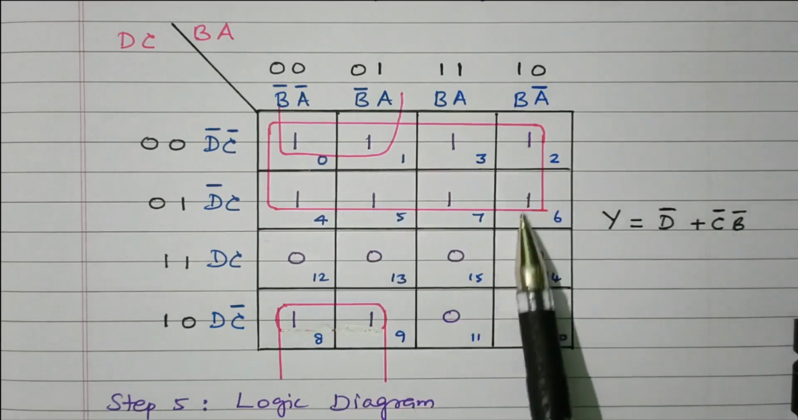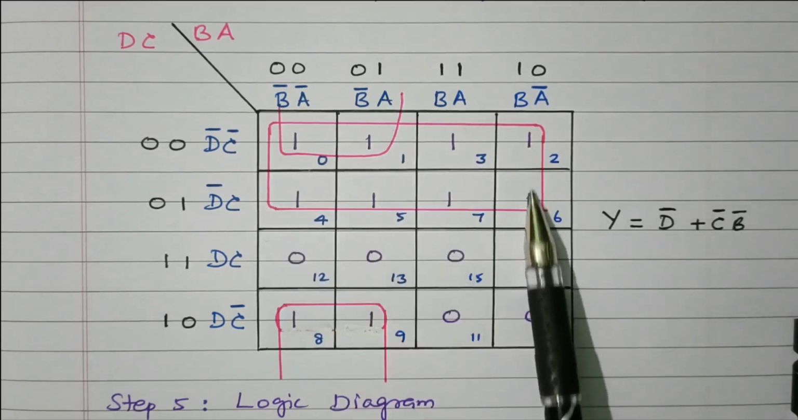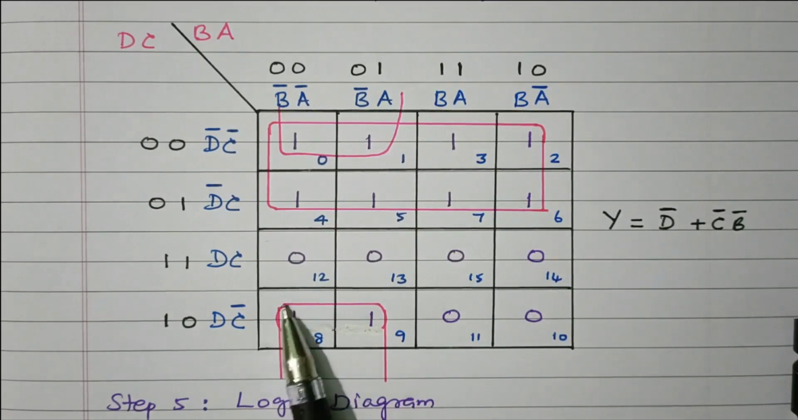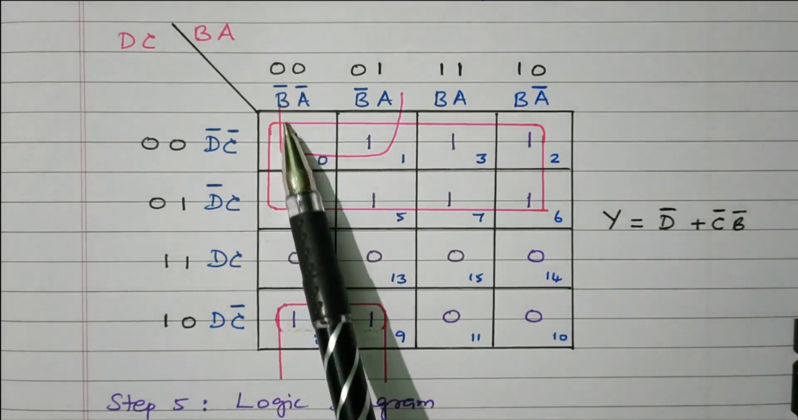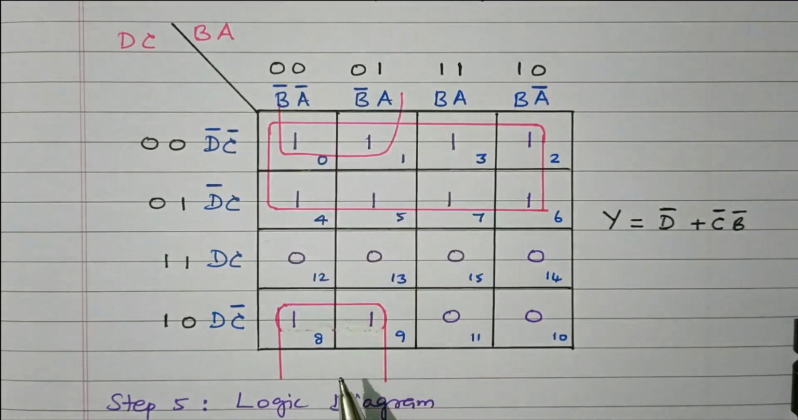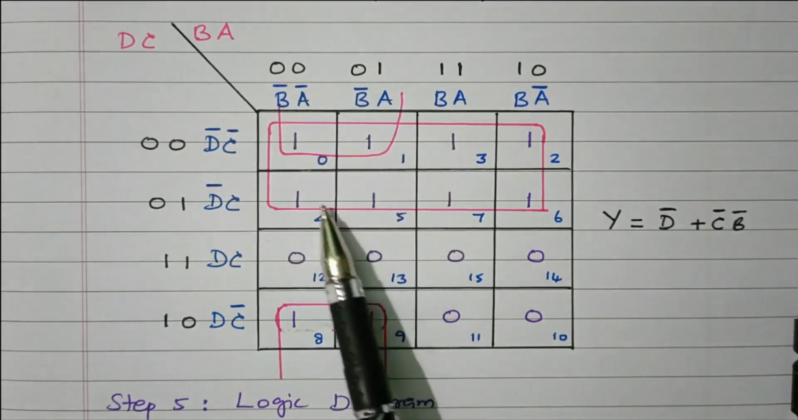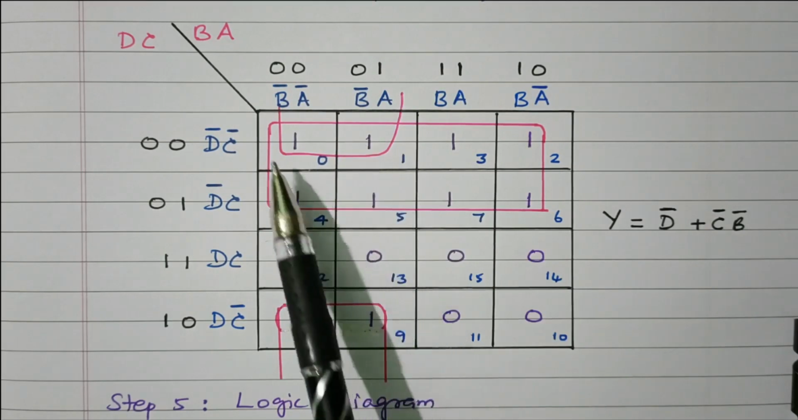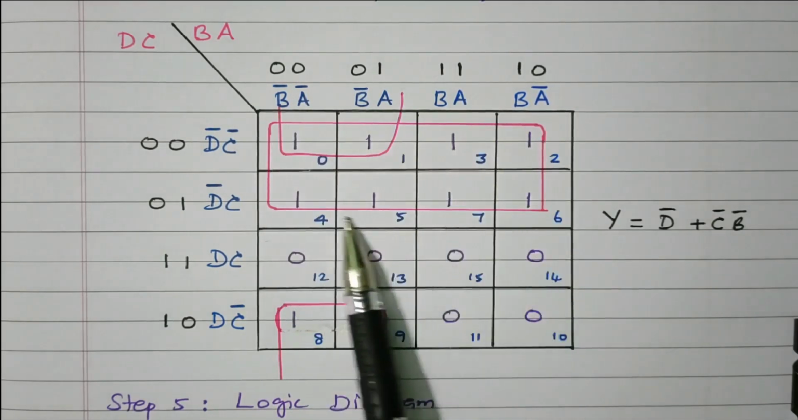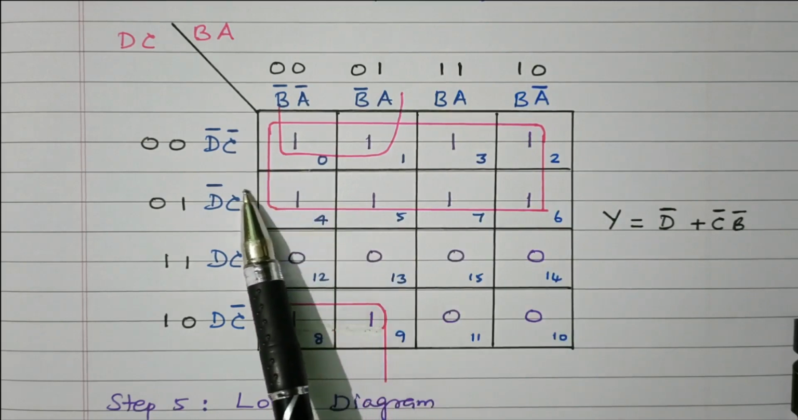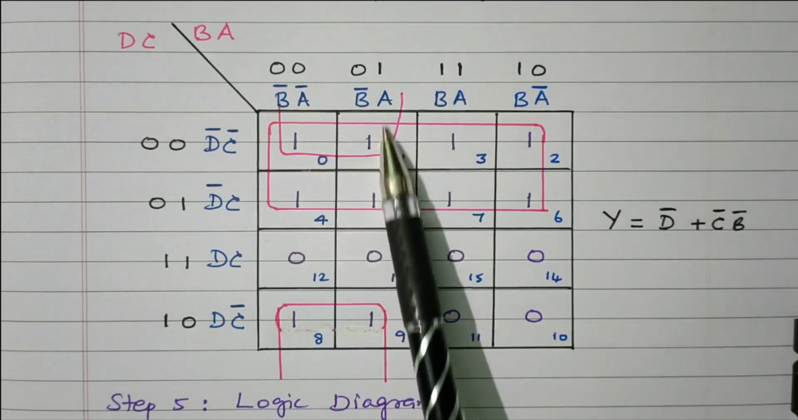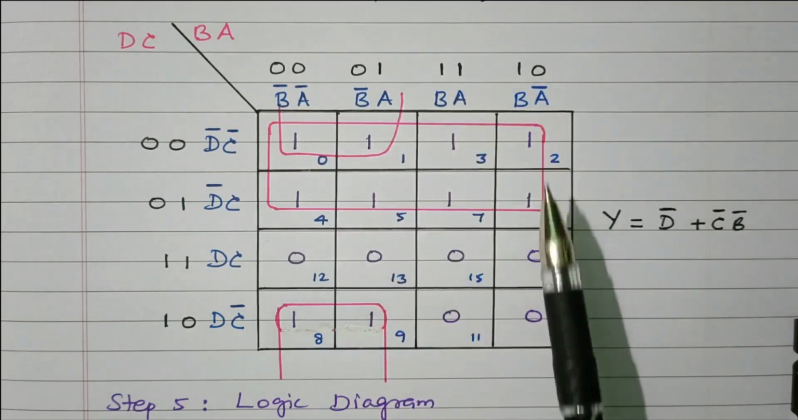So here 8 ones are available, and these 8 ones are grouped together. These 2 ones are grouped by top and bottom. These 2 ones and these 2 ones are grouped together. So totally 2 groups are available: a grouping of 8 cells and a grouping of 4 cells. While grouping these 4 cells and these 8 cells, we need to refer to the corresponding first row, second row. Similarly, the corresponding first column, second column, third column and fourth column.